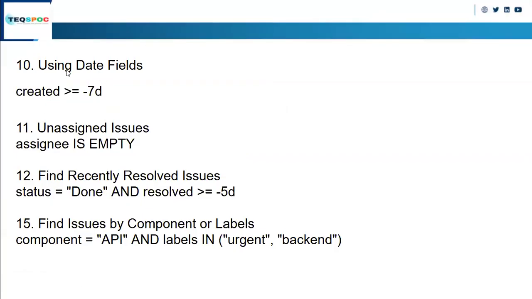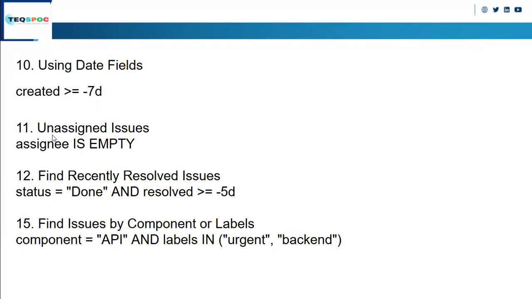Now we can also use the date, means created greater than or equal to -7 days. So it will give the stories which have been created in the past 7 days. Okay. So from the past 7 days created, we can use -7 days.